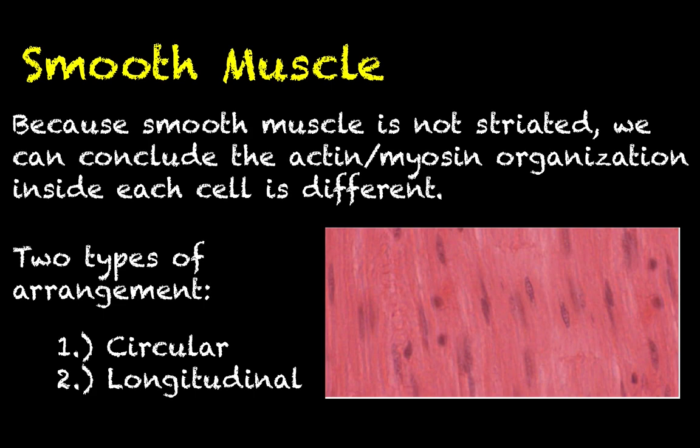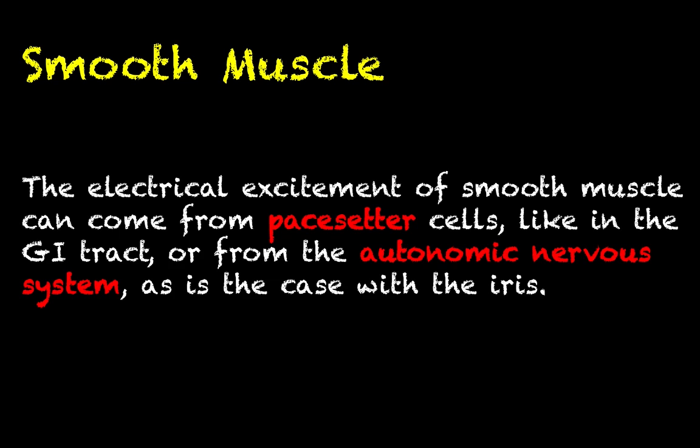Smooth muscle can have two different types of cellular arrangement at the tissue level. They can be arranged circularly, or they can be arranged longitudinally. How the organization works out is going to depend on where we're finding our smooth muscle. If we find it in the GI tract, it's most likely going to be longitudinal to produce those waves of peristalsis. If it's circular, it's more likely we're talking about the iris or a blood vessel.